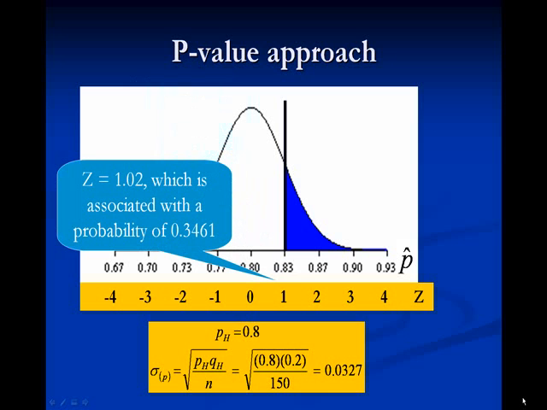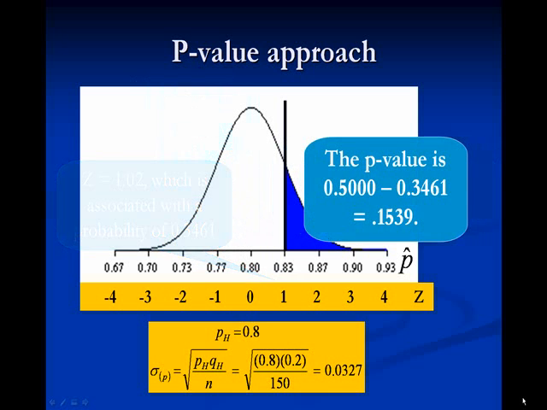We got that z-value of 1.02. Look that up in the table, you'll get a probability of 0.3461. Now that's going to be between the center, the 0.8, and the statistic, 0.83. And so that's going to leave a p-value in the tail of 0.1539.